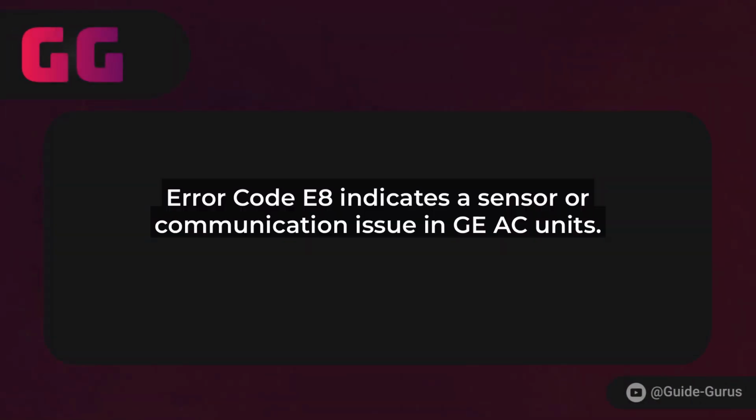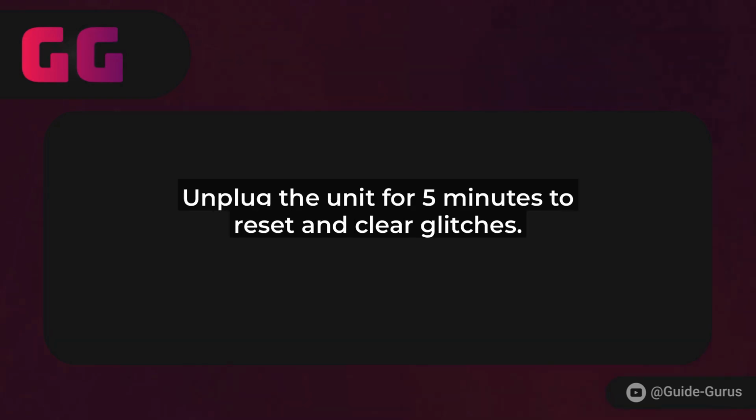If you're dealing with a GE air conditioner flashing the error code E8 in 2025, you're in the right place. This code often signals a communication issue between the main unit and its sensors, like the evaporator temperature sensor, which can disrupt your cool summer vibes. Don't worry, we'll break it down step by step so you can get your AC running smoothly again.